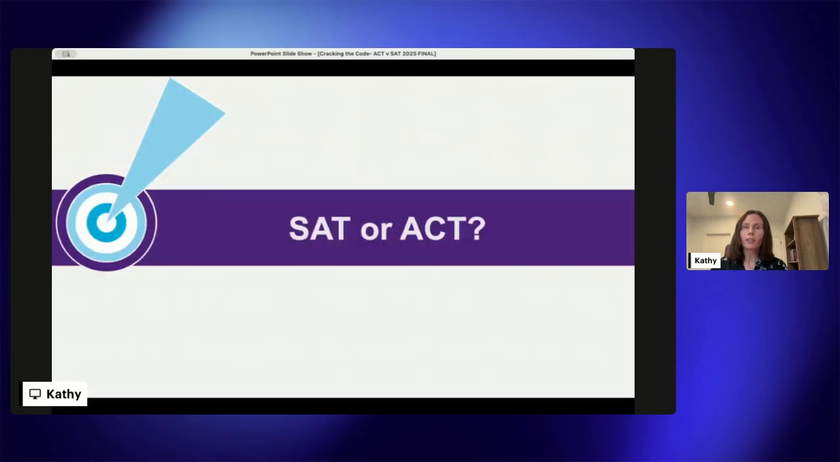All right, so hopefully you've got a bit of an understanding of the SAT and its makeup. And now let's talk about that perennial question, right? Should I take the SAT or the ACT?